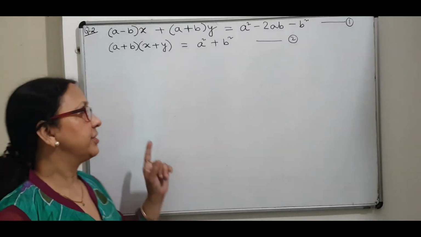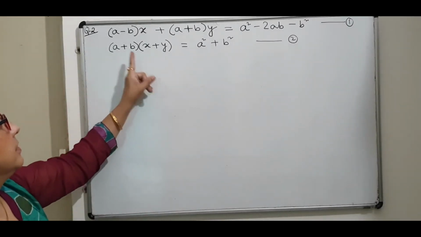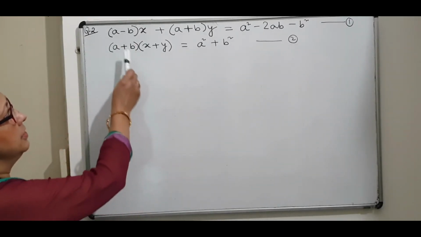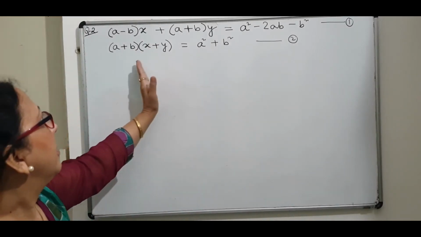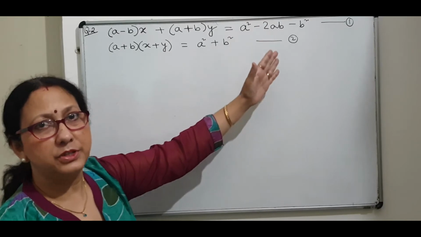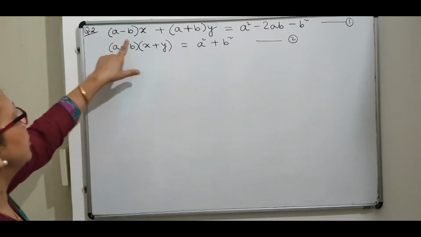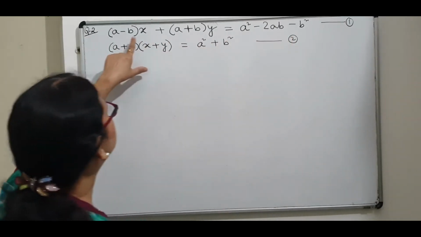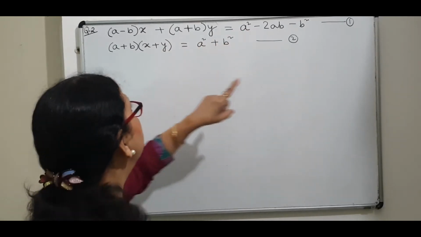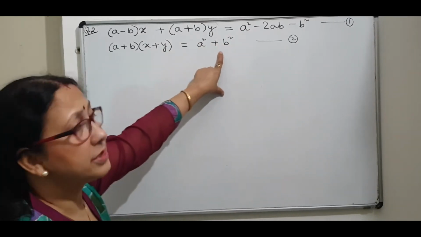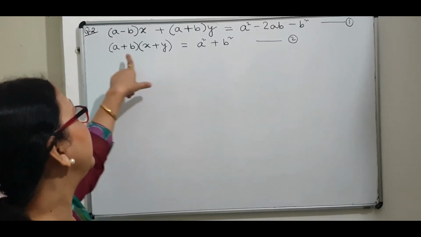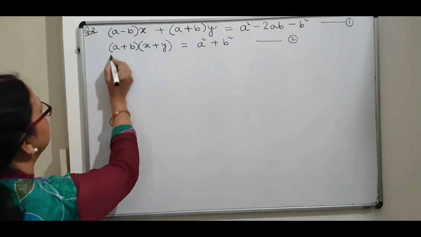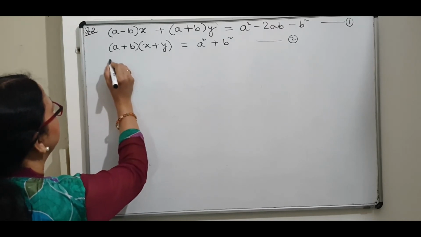So the next question is this one. You have to solve for x and y. Now here again you have to observe the equations. The first equation is in the standard form, ax plus by is equal to c. But the second equation is not in the standard form. So first of all I have to write it in the standard form. So I'll open it.